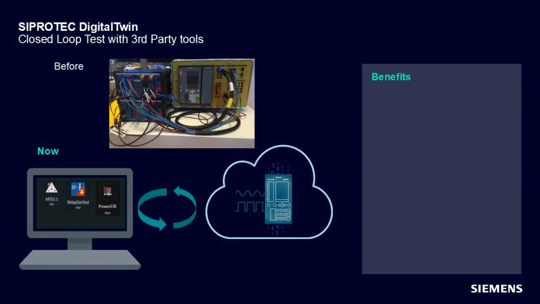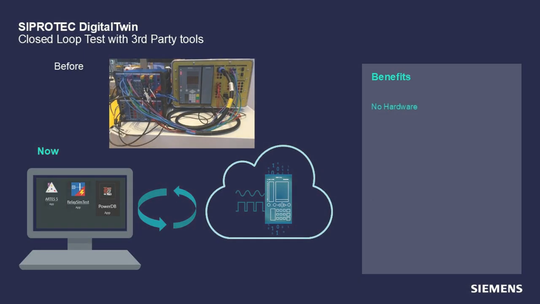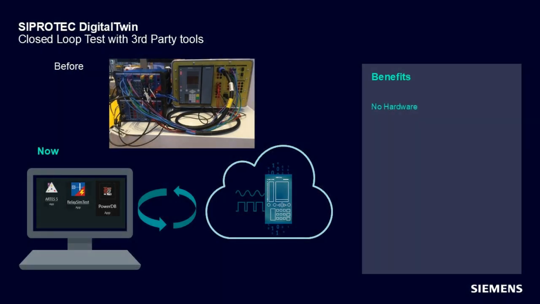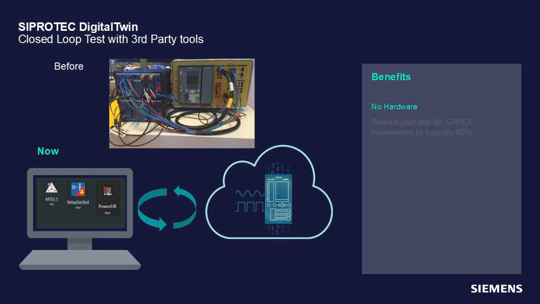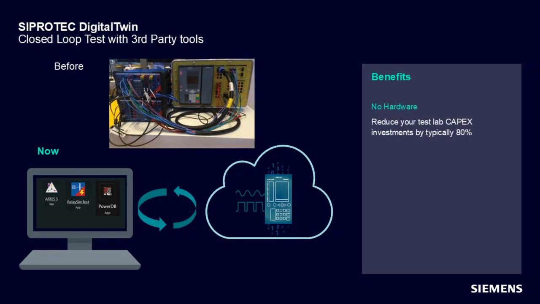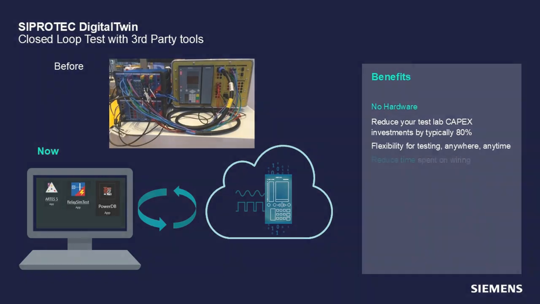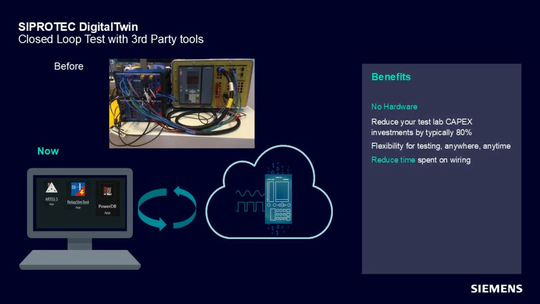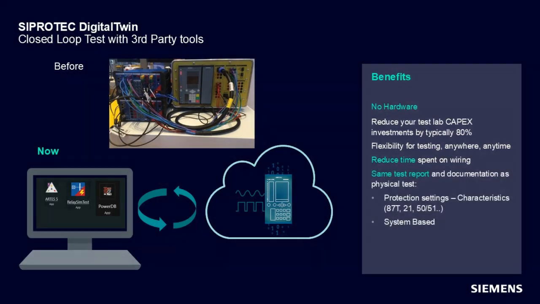Closed-loop testing with CPROTEC Digital Twin offers a wide range of benefits, such as the ability to conduct tests without hardware, reducing CAPEX by approximately 80%, providing flexibility in test execution, minimizing signal wiring time, and finally, generating the same reports as physical tests to support your results.